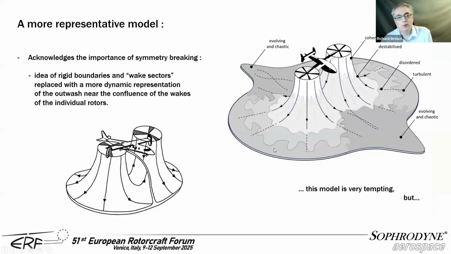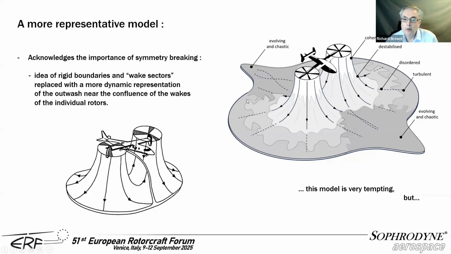Now, what that means is perhaps that our simple model of the outwash below multi-rotor vehicles needs to be enhanced a little as well. So in particular, the idea of rigid boundaries and wake sectors should be replaced with a much more dynamic representation of the outwash near the confluence of the wakes of the individual rotors. And I've tried to illustrate that in this particular situation over here.